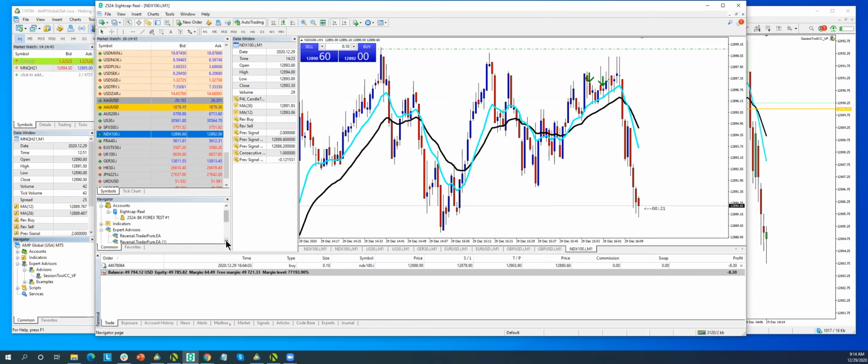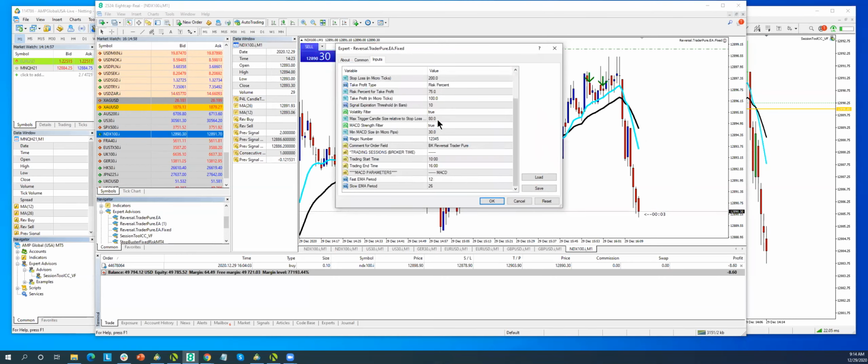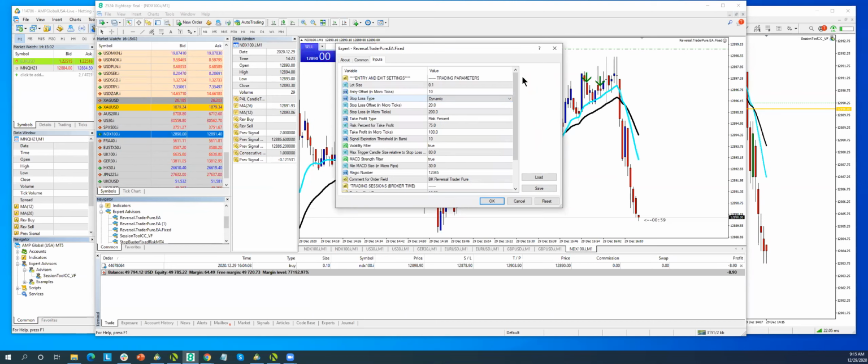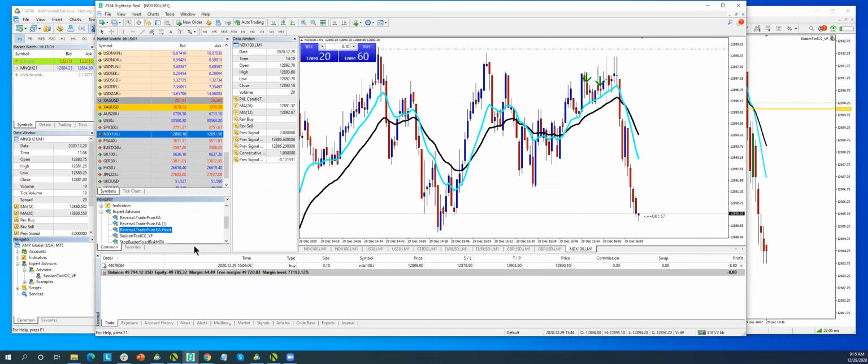And what we're going to do is, do we have... Okay, so this is the fixed EA. This is the correct one with the fixed. Let me just make sure I have the right one. Trading start time, dynamic and fixed. Yeah, perfect. Okay, so this is the correct EA.